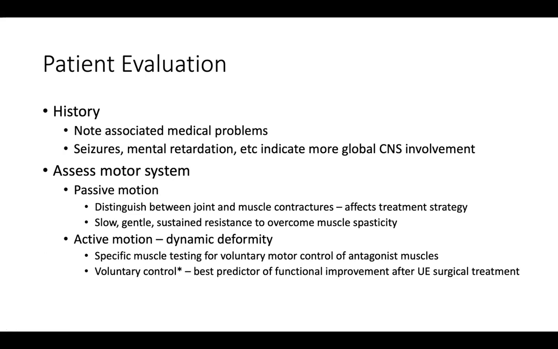All right, so yeah, assessing their active motion and looking for dynamic deformity, because it's important to see what type of voluntary control they have of their motor system, because voluntary control is the best predictor for how these patients will do after surgery on the upper extremity, as far as what kind of functional improvement they'll get.